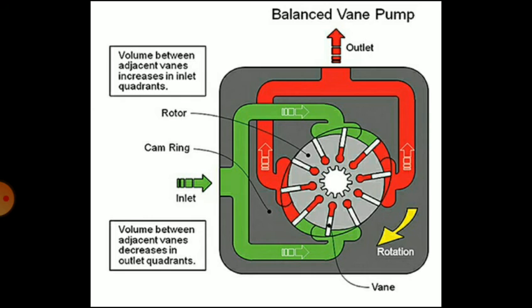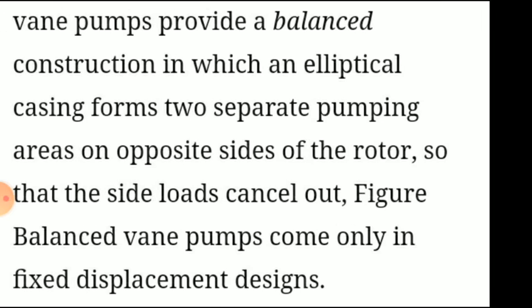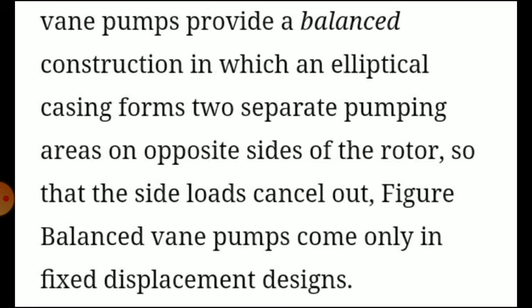Both the inlet ports are connected together and both the outlet ports are connected together, so that in the pump housing there is only one pump inlet and one delivery port. These types of pumps are constant volume or fixed displacement pumps. So this is the working of balanced vane type pump.